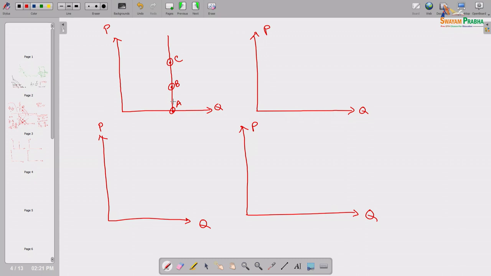Exactly the same way, if we have a horizontal demand curve, we can show that at all these points the elasticity of demand is undefined, or sometimes it is called infinitely large, okay.